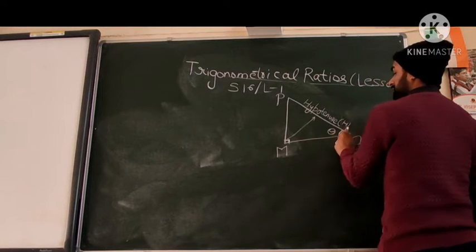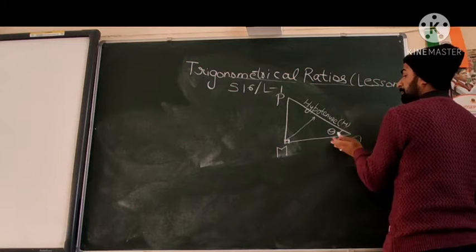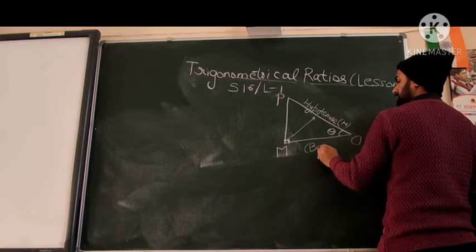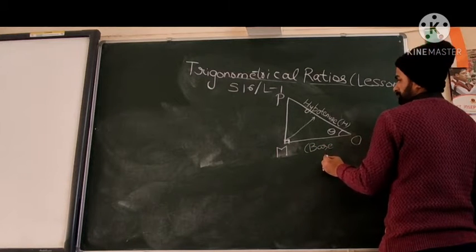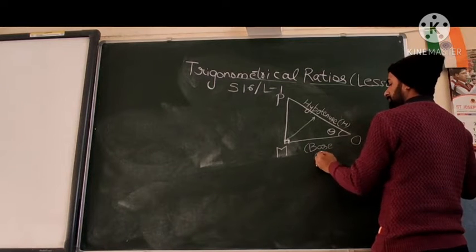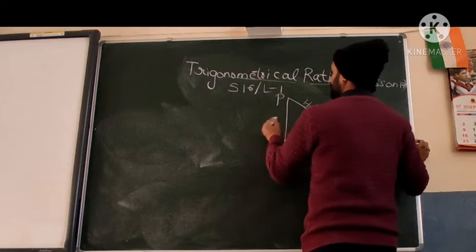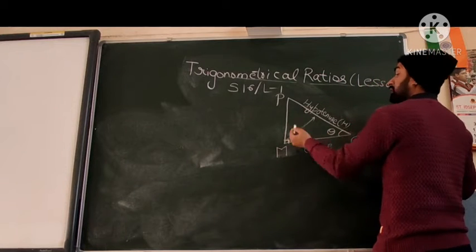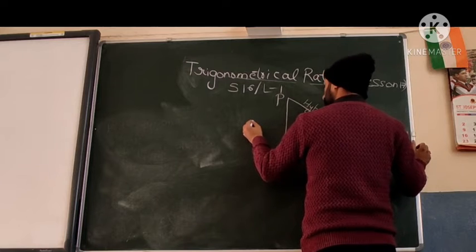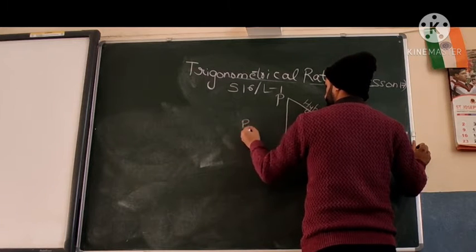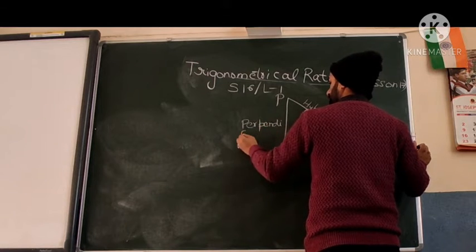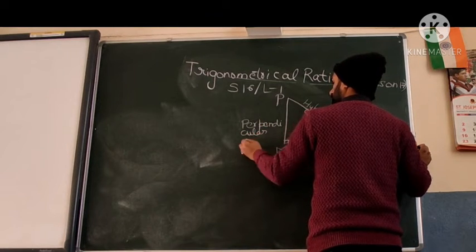This side, which is the base, is called as the base, or B. And the side which is subtending the angle is called as perpendicular, P.